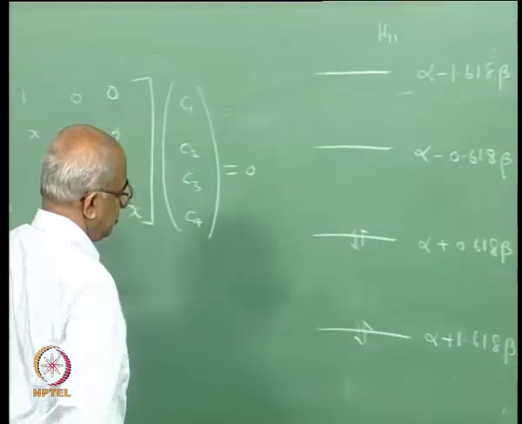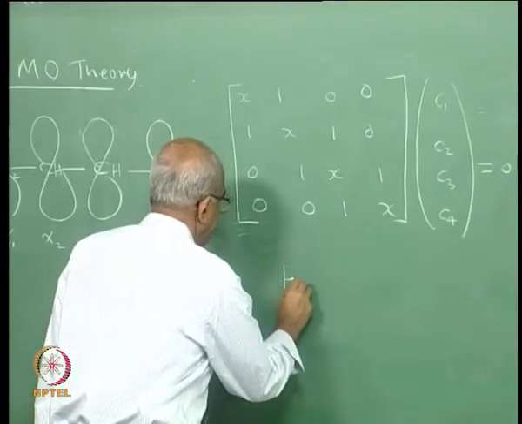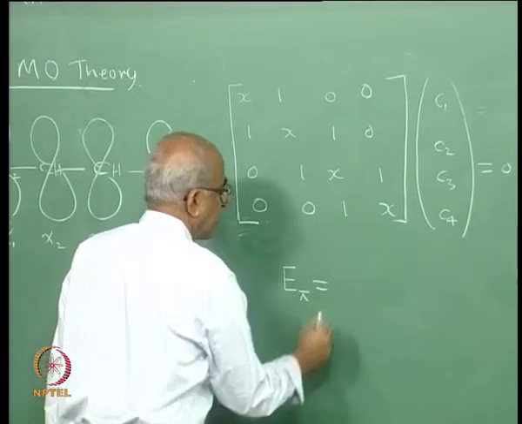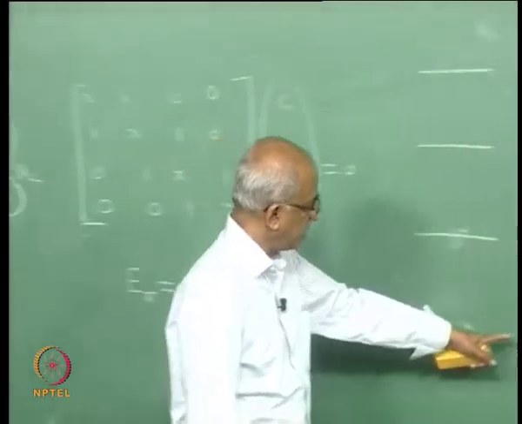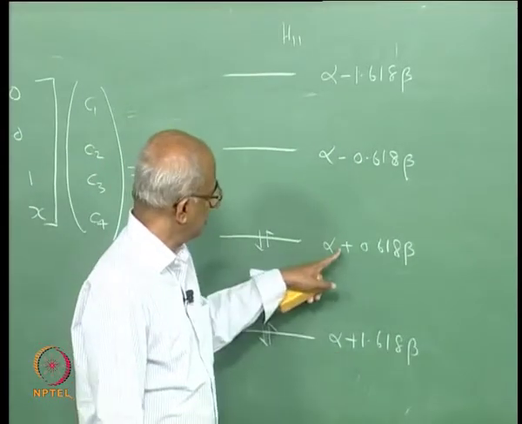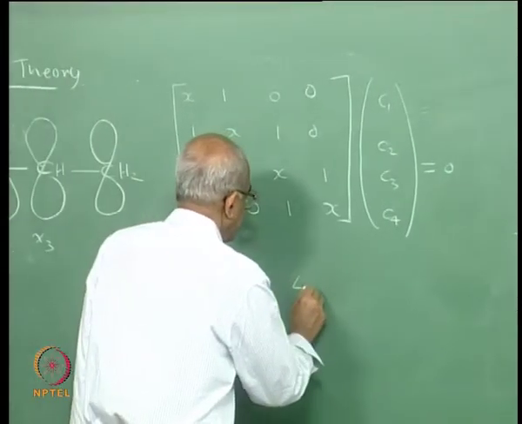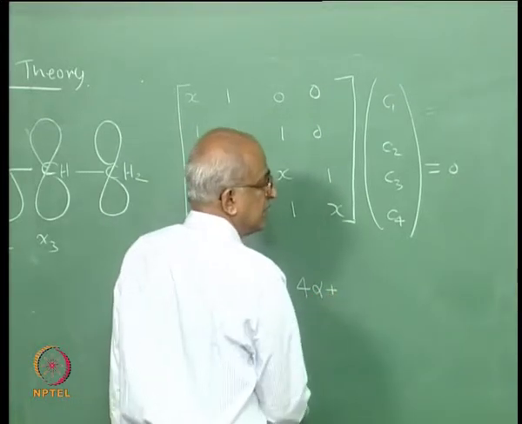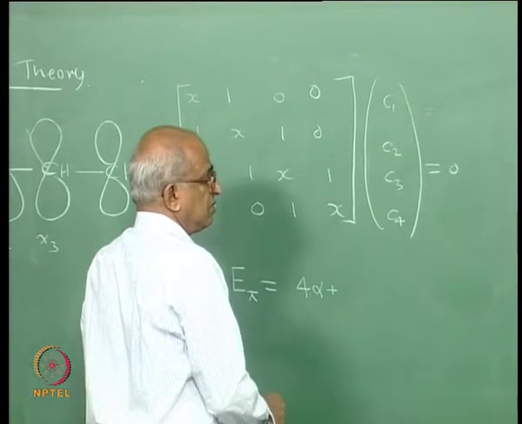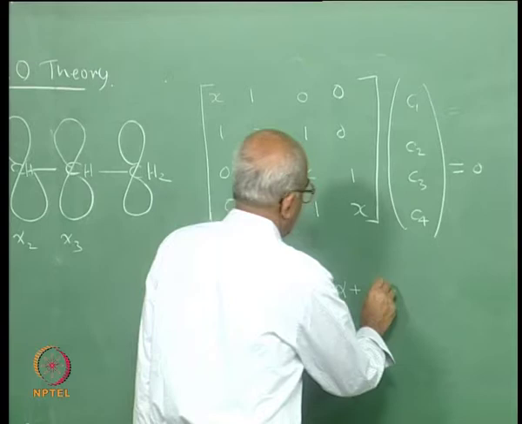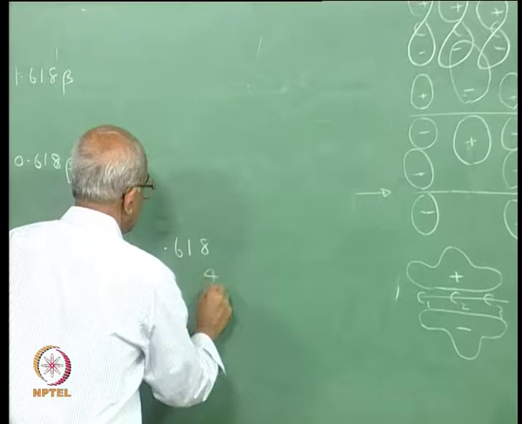So, if these 2 orbitals are occupied, what will be the pi electron energy of butadiene? Well, you will have to multiply this by 2, this also by 2 and then add them up. If you did that addition, you will find that the answer is 4 alpha plus how much? Well, maybe I should do the addition, 0.618 into 4.